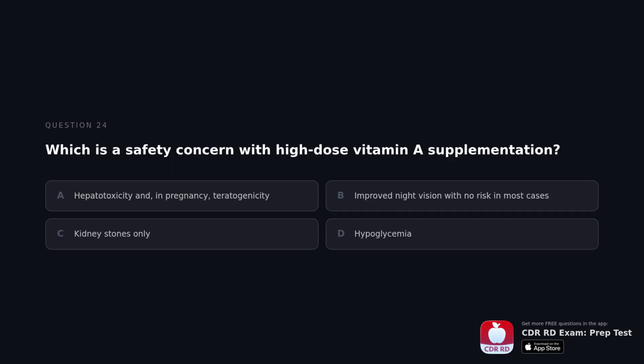Which is a safety concern with high-dose vitamin A supplementation? A. Hepatotoxicity and, in pregnancy, teratogenicity. B. Improved night vision with no risk in most cases. C. Kidney stones only. D. Hypoglycemia.